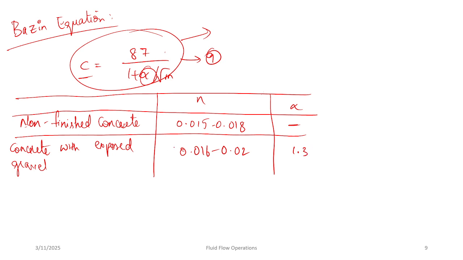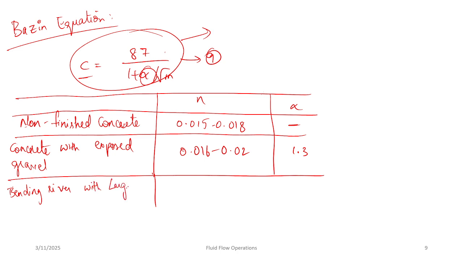Okay, this they have performed. And if you go for something else, let's take bending rivers with large stones and wild grass. If the surface is covered with large stones and wild grass, so in that case, the value of alpha is 2.